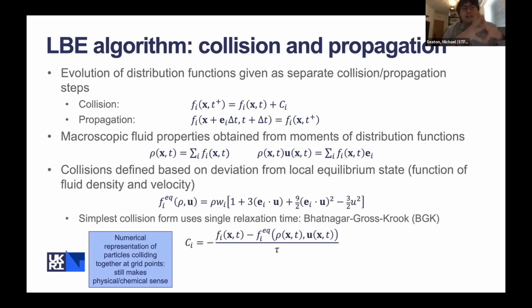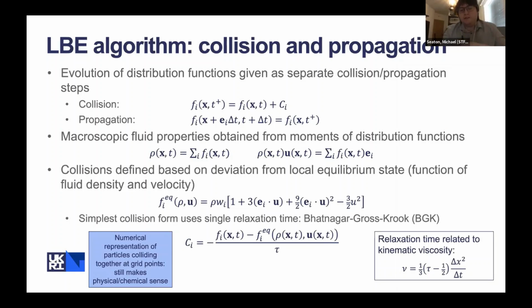you can consider that collision as a kind of numerical representation of particles colliding together at particular grid points. And so although it is effectively a numerical approach, it still makes at least some kind of physical sense. Now, the thing is that relaxation time can be directly related to the kinematic viscosity of our fluid. So this is one property that's particularly important in a Lattice Boltzmann simulation.